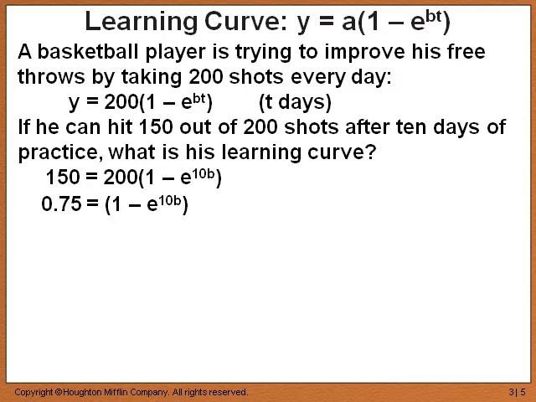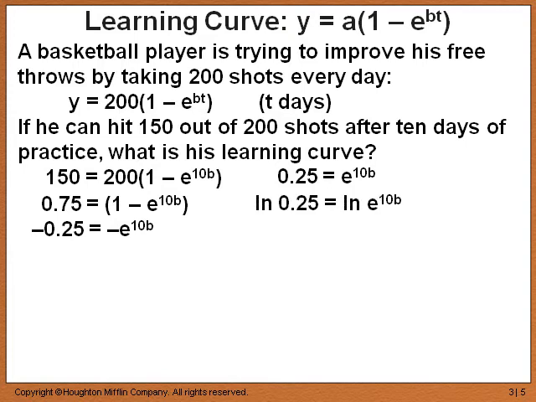Divide both sides by 200. Then subtract 1 from each side. Then I can drop the negative. 0.25 equals e to the 10b. I can take the ln of both sides, and I end up with my learning curve.